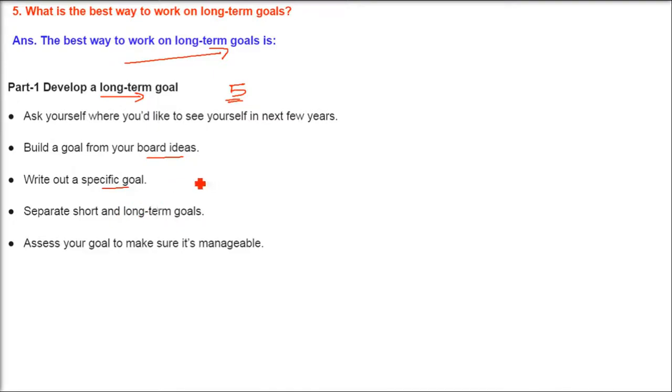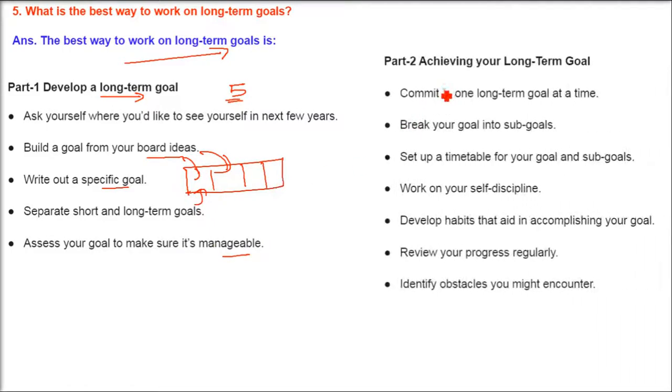Write out a specific goal. Separate short and long-term goals. That is, you can divide the long-term goals into shorter goals which are achievable, and assess your goal to make sure it's manageable. Because if you divide it into 2 parts, it may still be a long-term goal. Achieving your long-term goal, the second part, you need commitment. You can divide it. Set a timetable for goals, sub-goals, and sub-goals. Right? 6 months, 1 year. Work on your self-discipline, because nobody's going to guide you. You have to do everything by yourself.